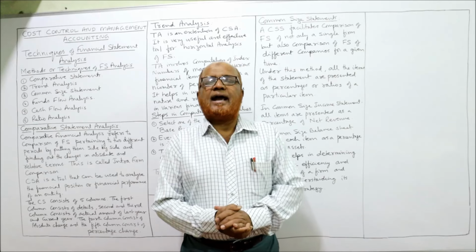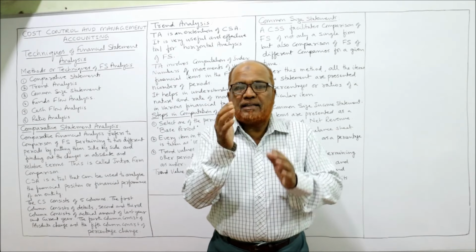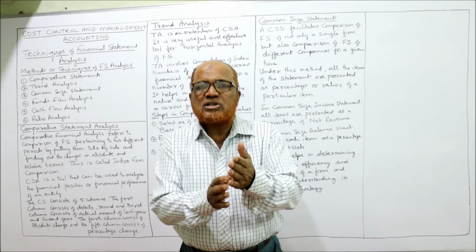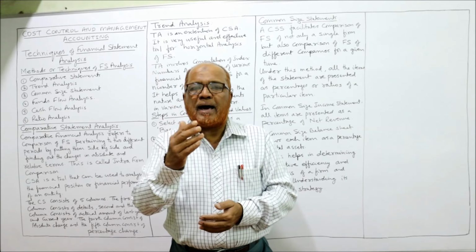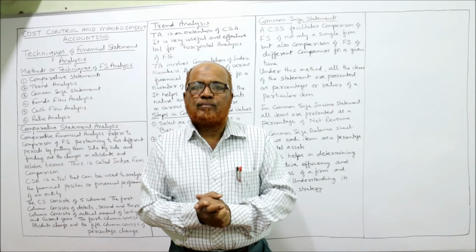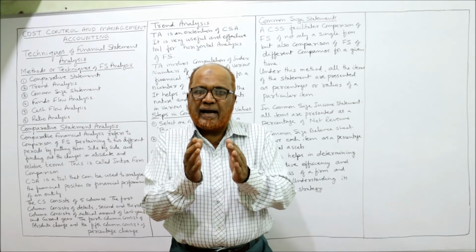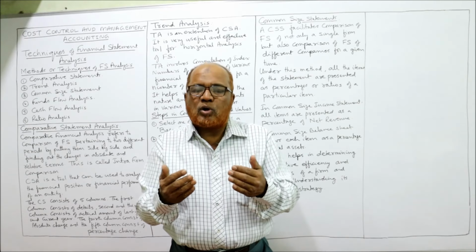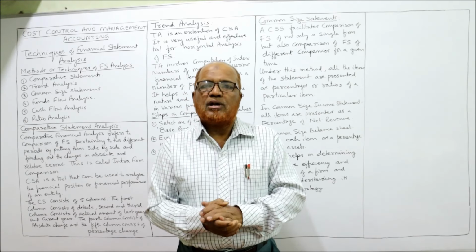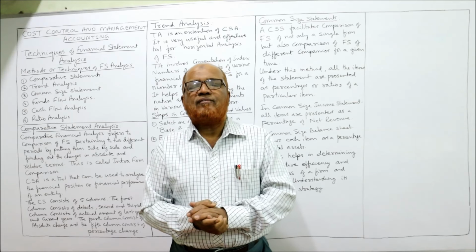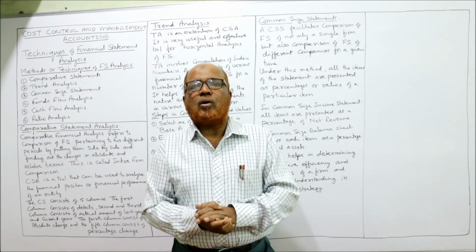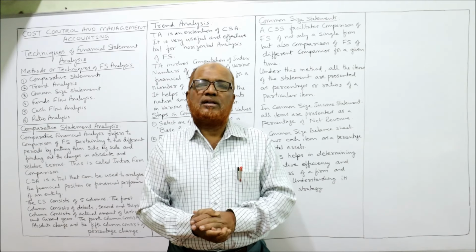The financial statements are the end product of accounting. At the end of the year, after closing all the accounts, the end product, that means the profit and loss account, balance sheet, cash flow statement, a number of schedules, reports, and notes will be prepared. All these reports, notes, and schedules prepared at the end of the financial year are called financial statements. The financial statements contain all the financial information about the financial performance and also the financial position.